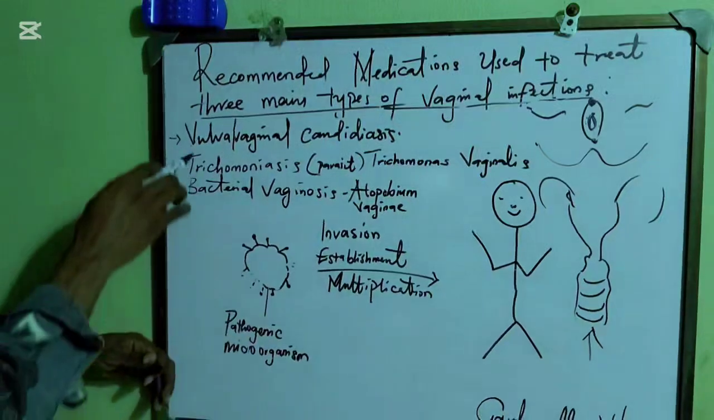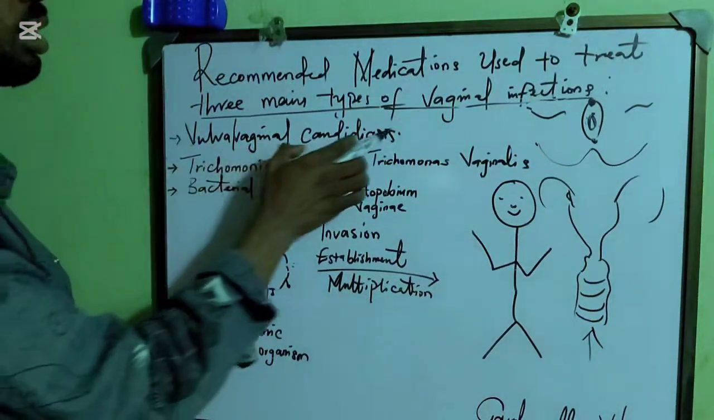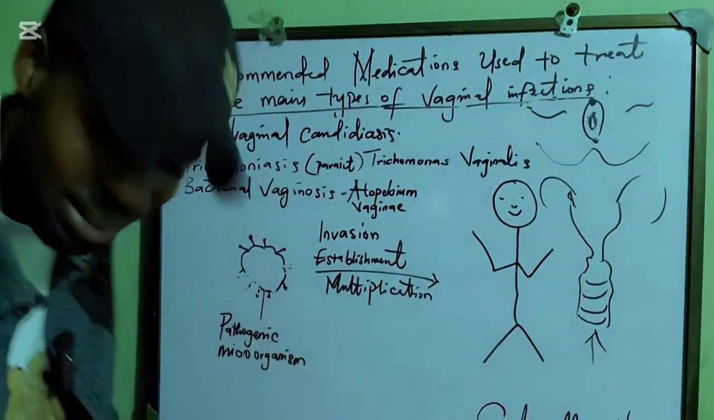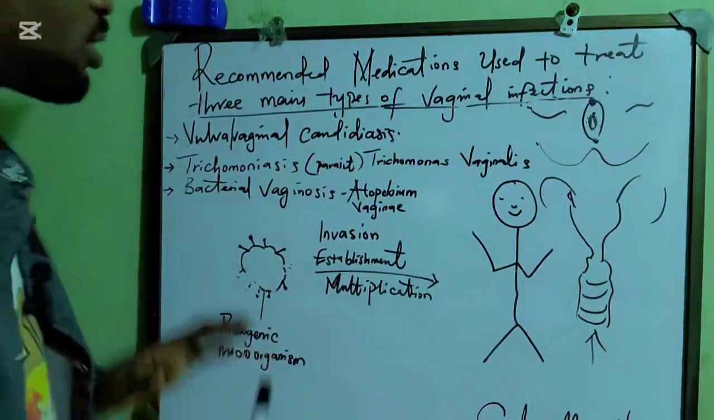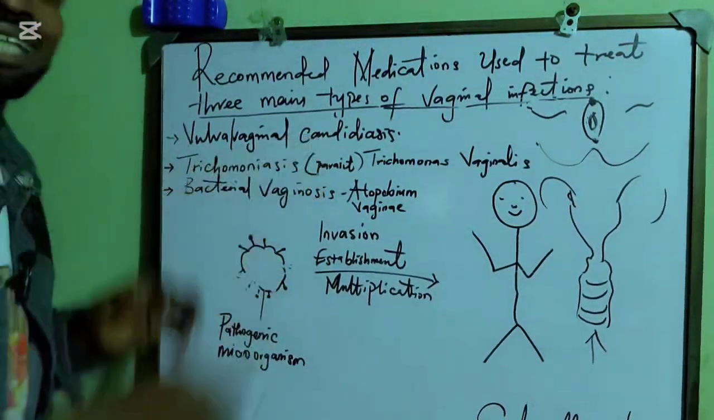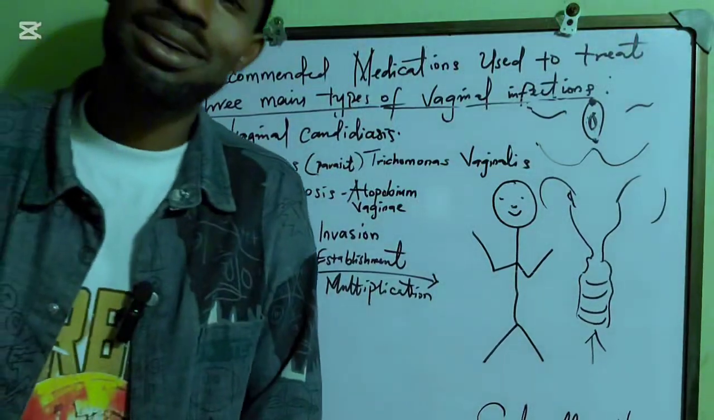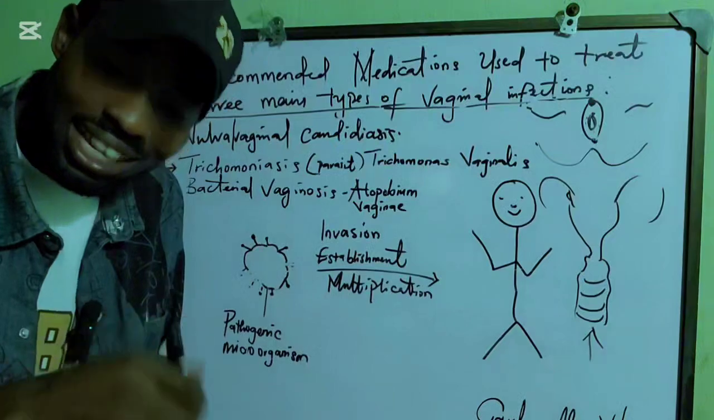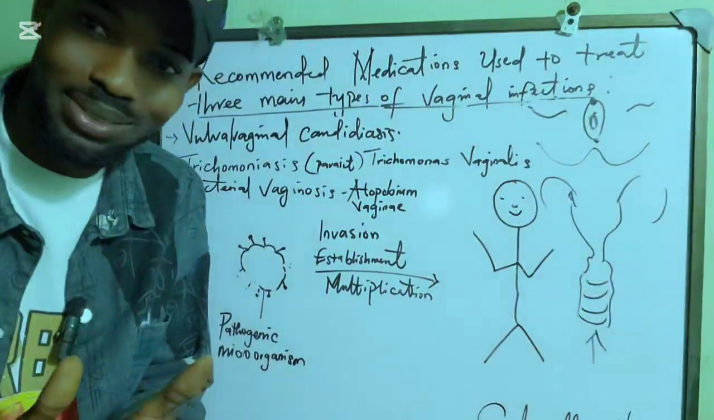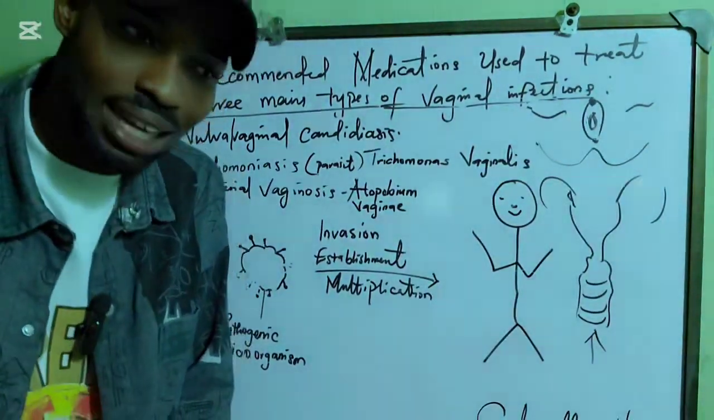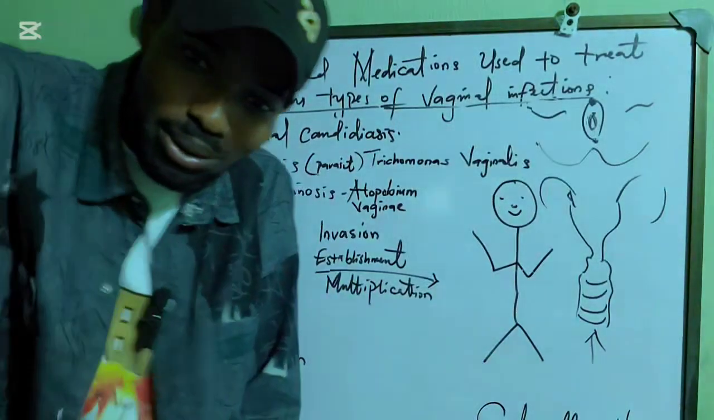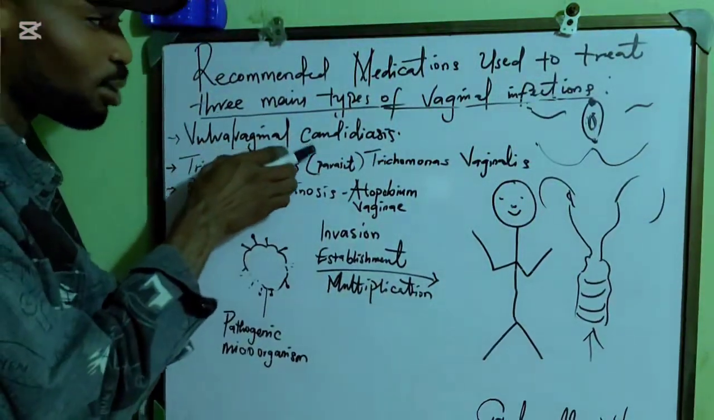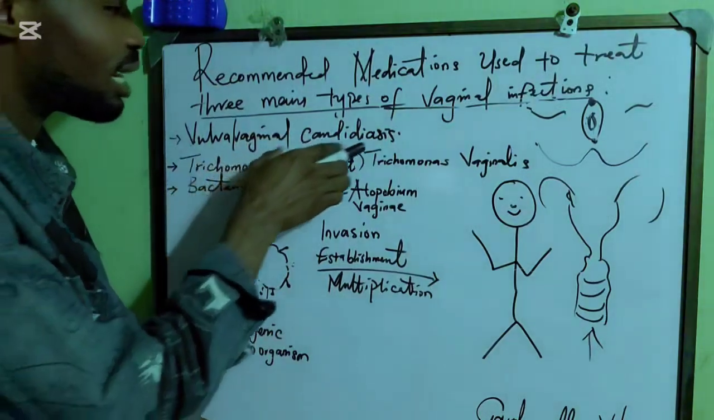So what we're talking about is the vulvovaginal candidiasis. So it's affecting both the vulva and the vagina. Just pay attention. What happens in this candidiasis is that it causes itching. I know so many people used to experience this kind of thing, you're going to the market and you're itching. Because that is one of the signs and symptoms of this vaginal candidiasis.